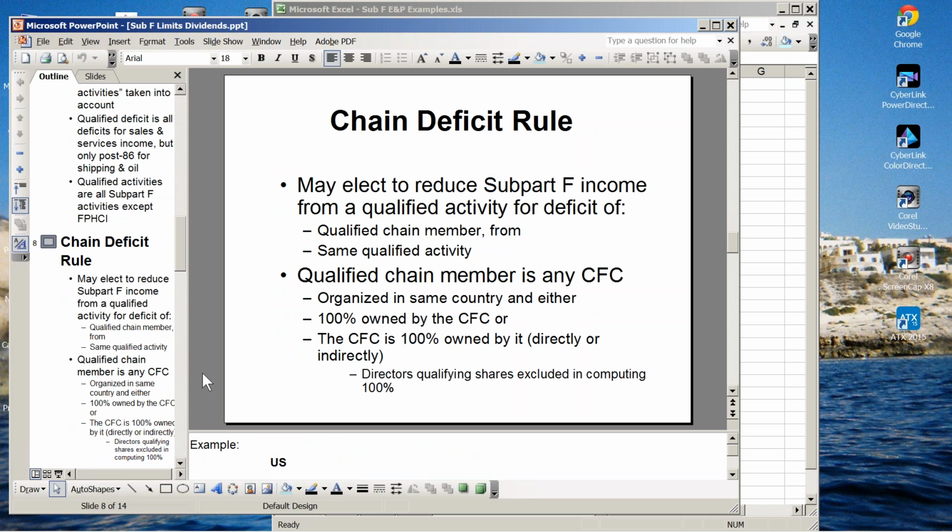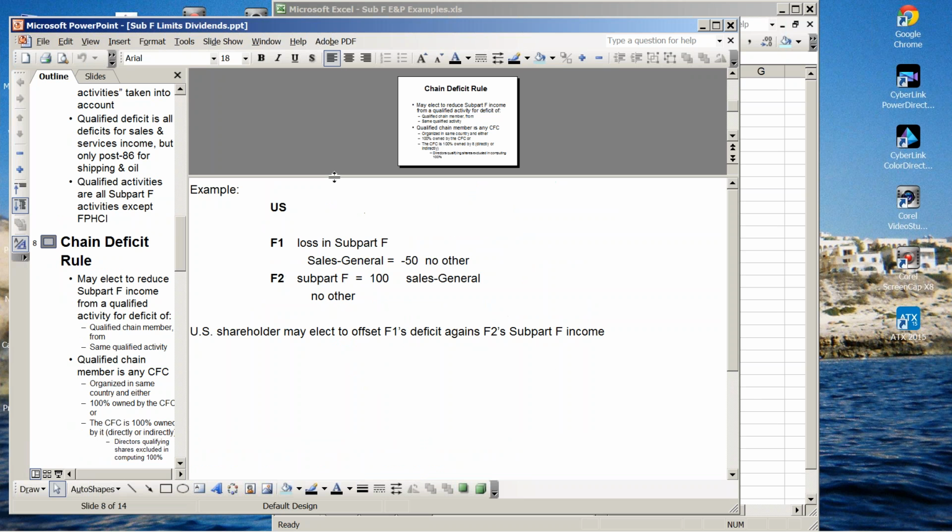the U.S. shareholders may elect to reduce Subpart F income of a particular company from a deficit in a qualified chain member. I'm going to expand this up to have a little bit of a picture here. In this situation, U.S. shareholder owns F1, which owns F2. F1 has a loss, we'll say in foreign-based company sales income, of $50. F2 has a profit in foreign-based company sales income of $100. F2 can use F1's loss to reduce its Subpart F income.